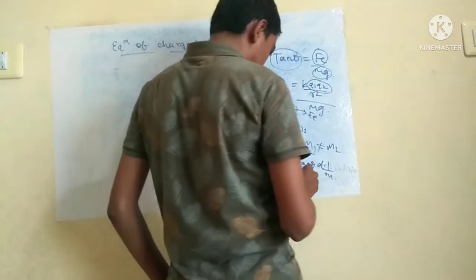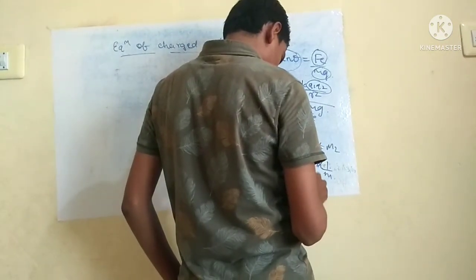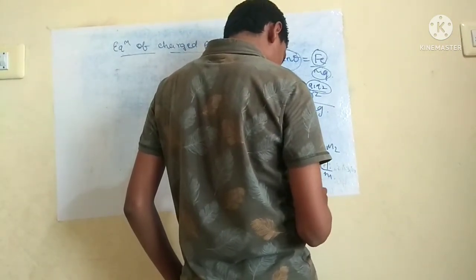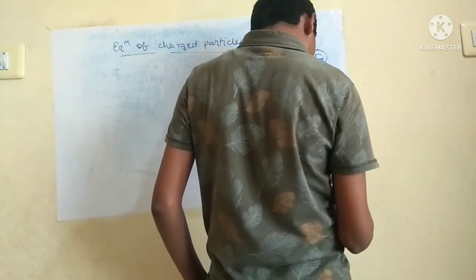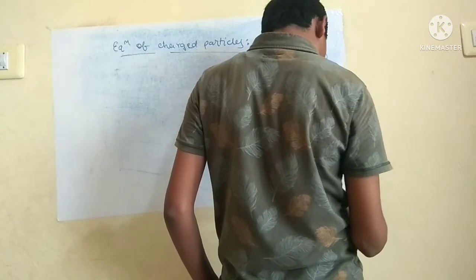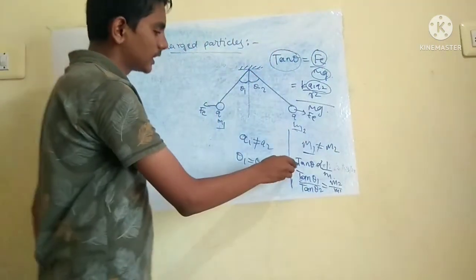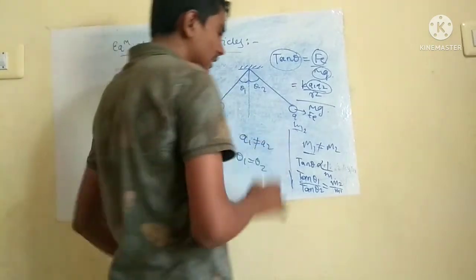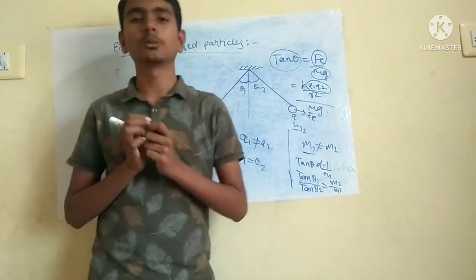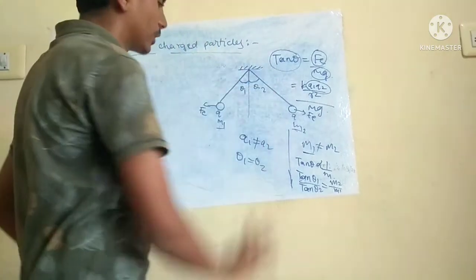tan theta 1 by tan theta 2 will be equal to m2 by m1. Okay, this result can be asked as a question in competitive exams. You can write down the conditions if you want.